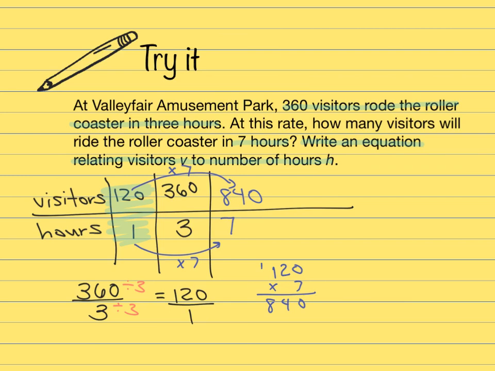Now, to write your equation, you're going to use the unit rate. It's our constant. It stays the same. There's always 120 visitors multiplied by the hours, and that equals the total number of visitors. We can always test our equation just to make sure we did it right. 120 is our unit rate times 3 hours equals 360.